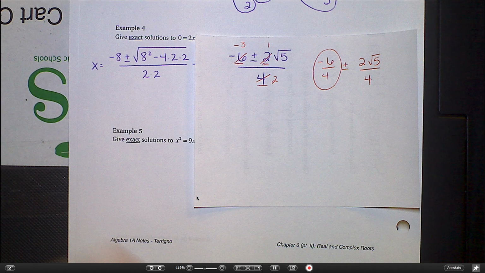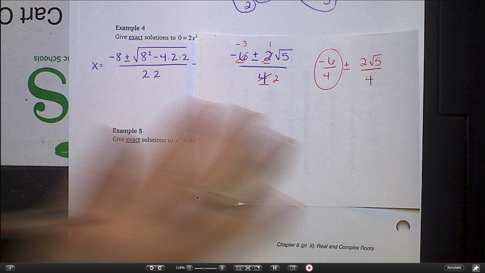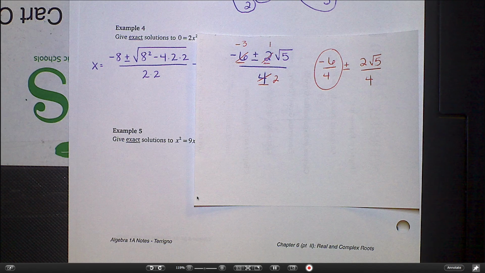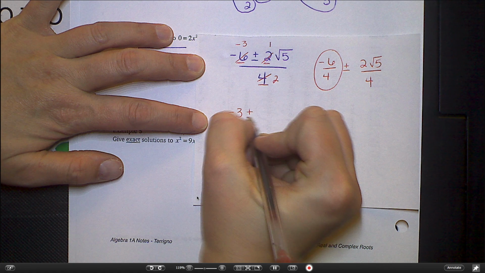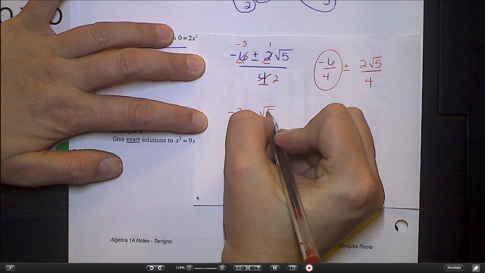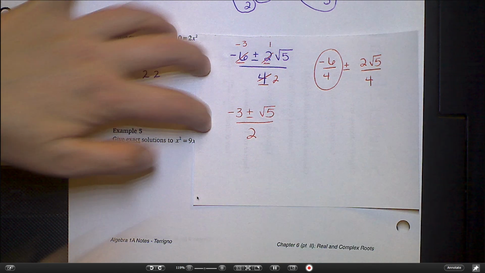It's like reducing a fraction. Oh, yeah. It's like reducing a fraction, but you have 3 numbers to play with instead of 2. Okay? You're reducing all of them. And then you would say your final answer is -3 plus or minus square root of 5 all over 2.